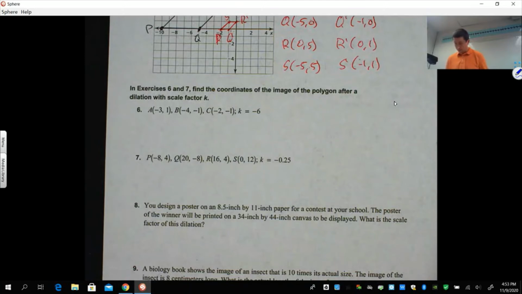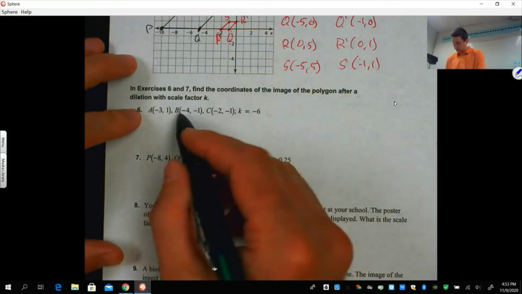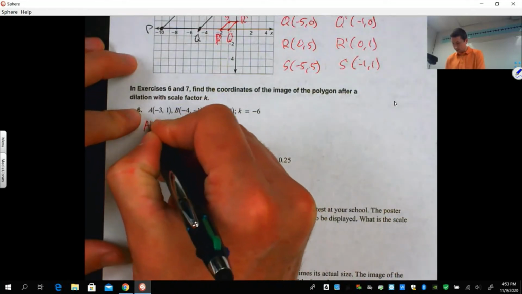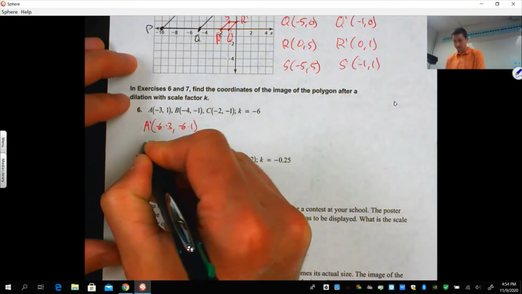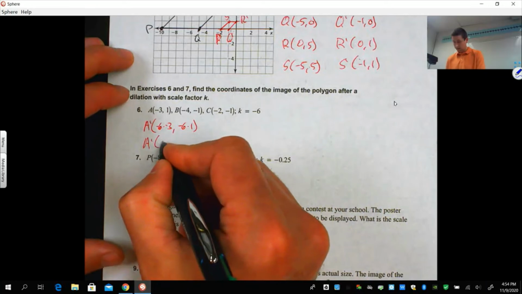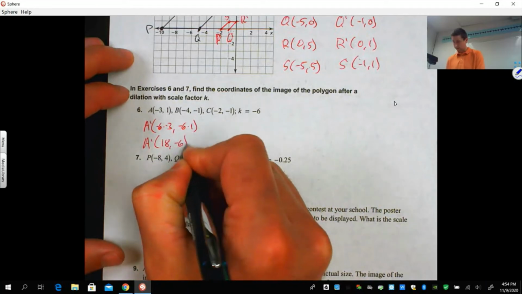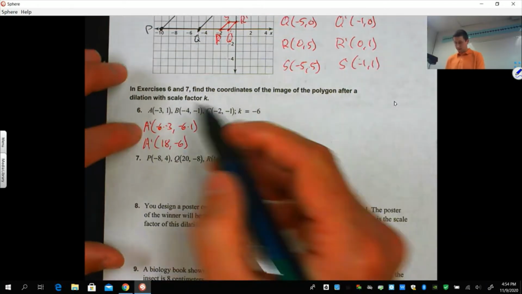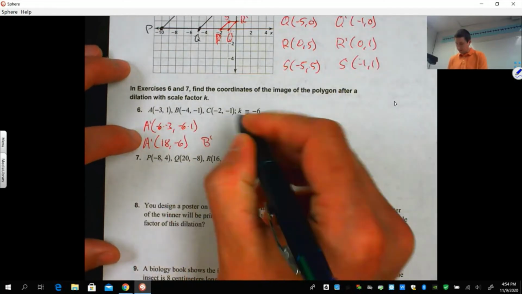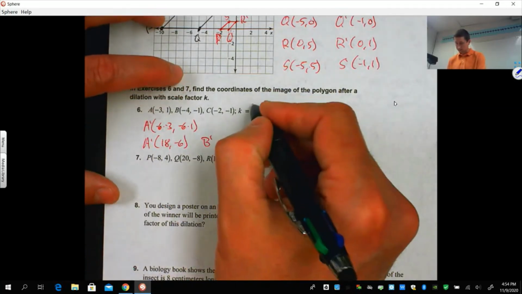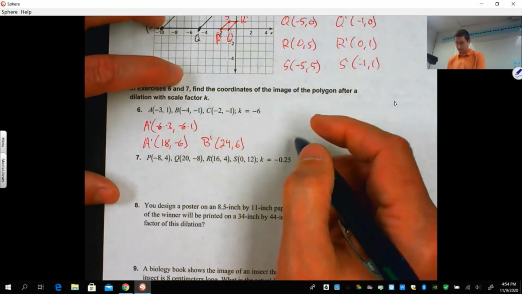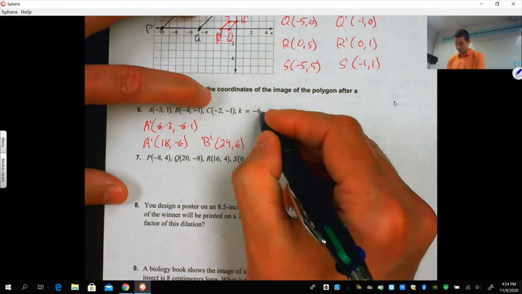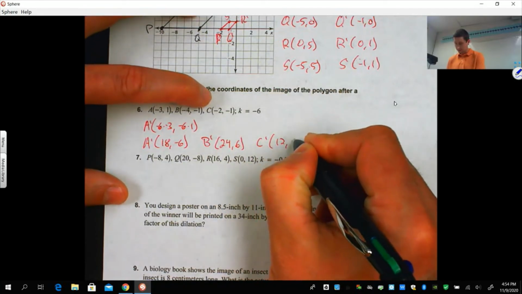We'll see how we can fit with this. I just realized that's going to be pretty big. Okay, so all you have to do here is, if you want A prime, take negative 6 times negative 3 and then negative 6 times 1. So A prime is going to be at 18, negative 6. B prime, take both of these times negative 6. So you're going to get 24 and 6. C prime, take both of them times negative 6, so you get 12 and positive 6.